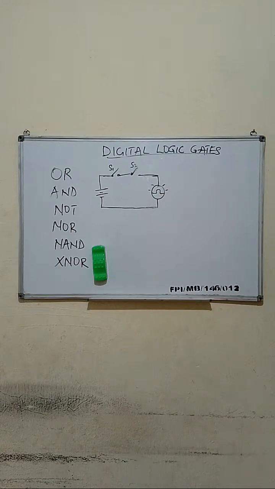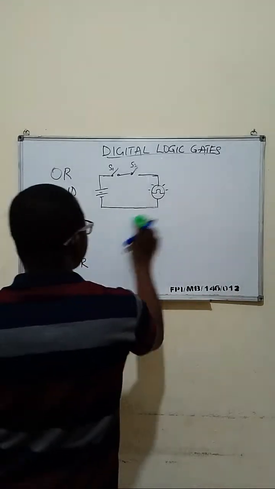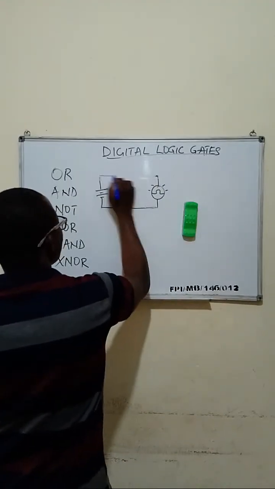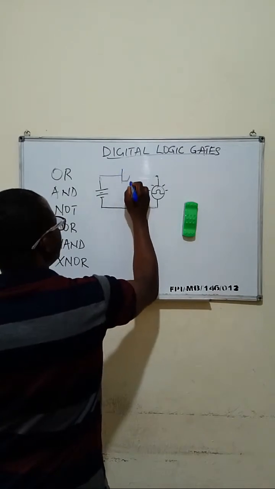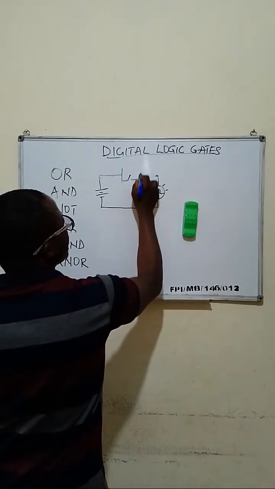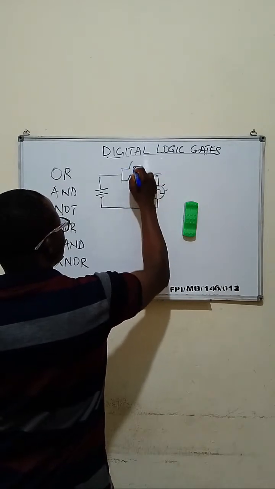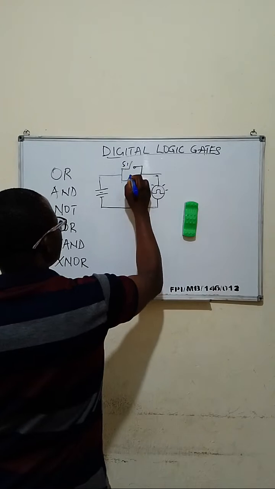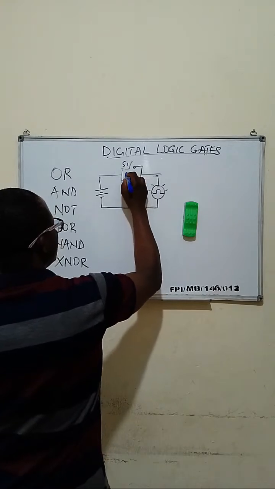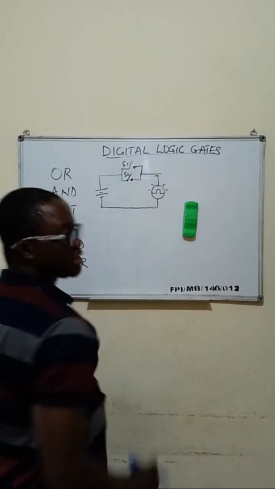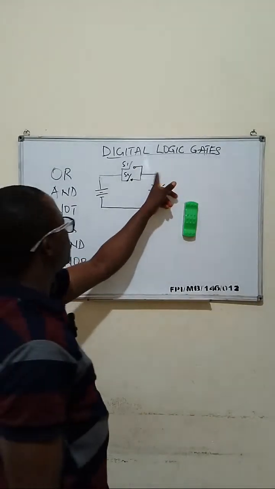Okay, so that's fine. So for the OR gate, I said we can use two parallel switches. That is what I explained earlier. Two parallel switches for the OR gate. That's the behavior of the OR gate. Switch S1, switch S2. I said either of these two switches can turn on power to this lamp.